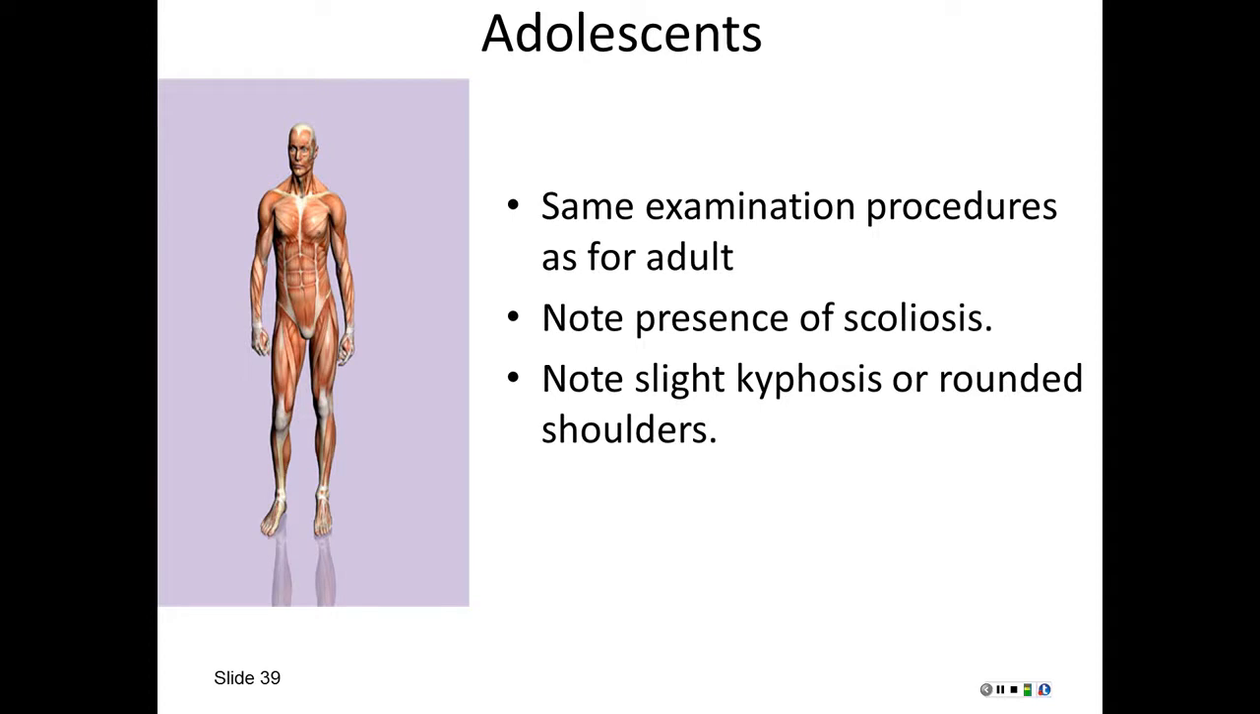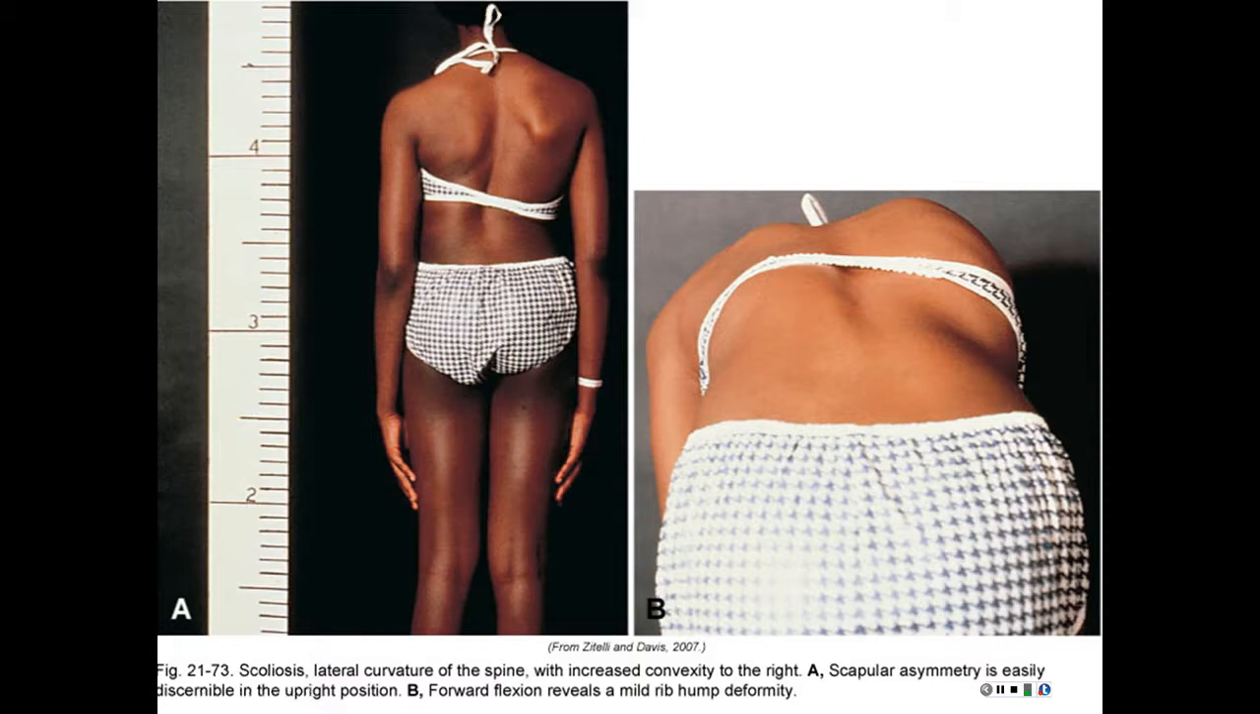Adolescents do the same examination procedures as for the adults. You're going to note any presence of scoliosis in adolescents by bending them over and looking at their back, but you have to keep your eye level at their back level. And what that means is you have to bend over as they're bending over. You're going to note slight scoliosis, and this one is quite gross scoliosis, but you see that there's one side of her back that is much higher than the other. And if you have this child stand up, you see there's quite a scoliosis.